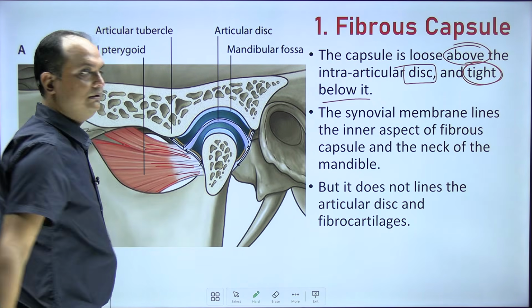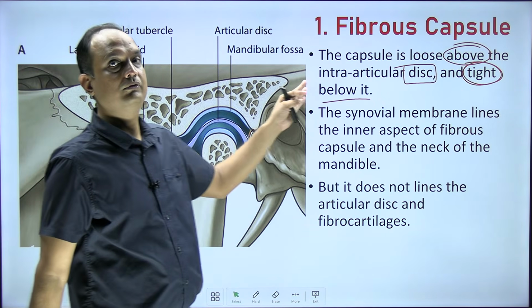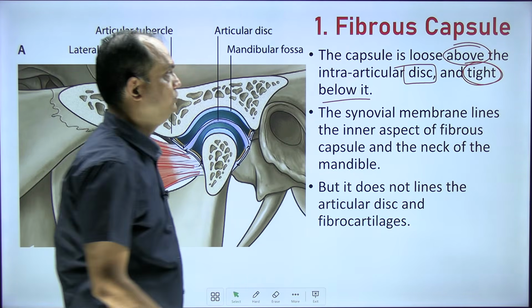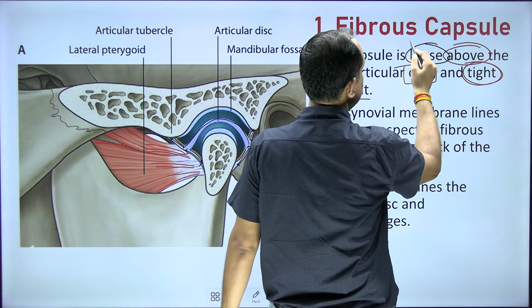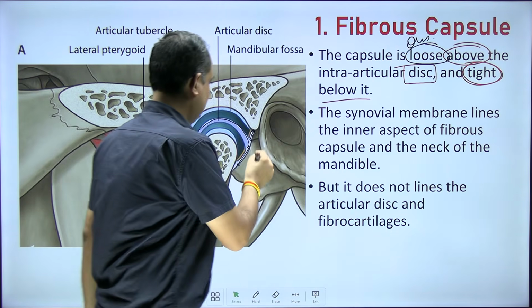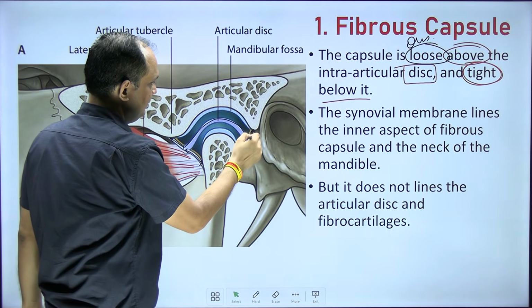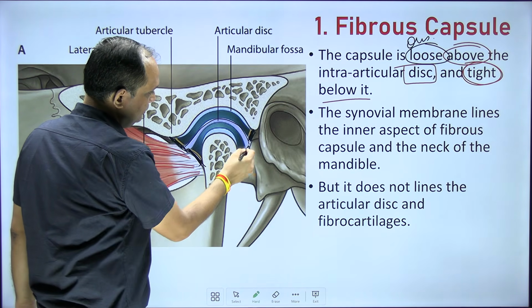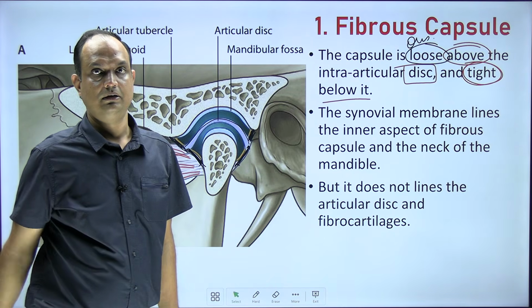Now, when you see the tightness, you will find that it is different. So, above the disc, it is loose. Now, this is a very commonly asked question. So, it is loose in this part. This part of the capsule above the disc is loose, and this part of the capsule that is below is tight in nature. Clear?